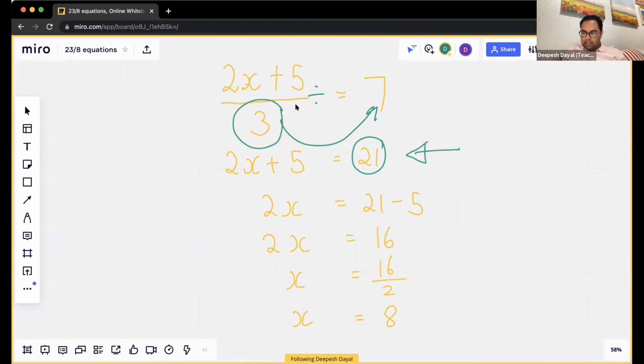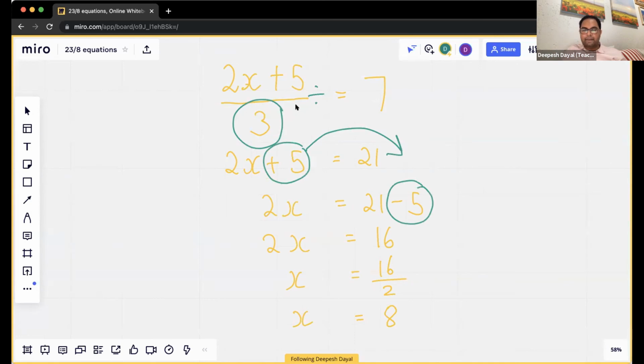Yes, sir. Then we're going to take over the 5. When we take a plus 5 over, what will it become? Plus becomes a negative. So it's 21 minus 5. What does 21 minus 5 give us? 16. Yes, sir. So you're understanding up to this step here?